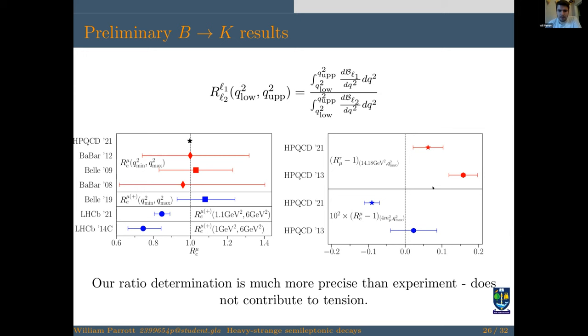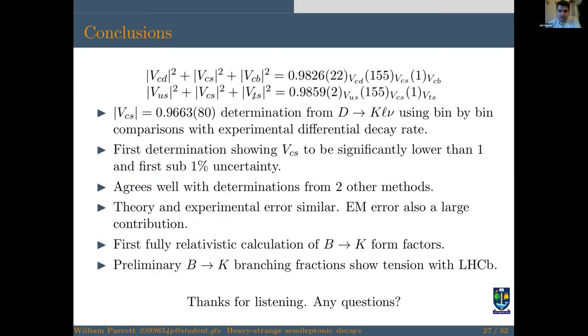So just to summarize, these are the new unitarity tests with our new VCS value. You can see that it still absolutely dominates the tests, but it's better than it was. These are still consistent with one. We've determined this value for VCS using bin by bin comparisons with experimental differential decay rate data. It's the first time it's been shown to be significantly less than one, and the first time with a sub-percentage uncertainty. We've tested this with three semi-independent methods that all agree nicely. And the theory uncertainty is now at a similar level to the experimental uncertainty.